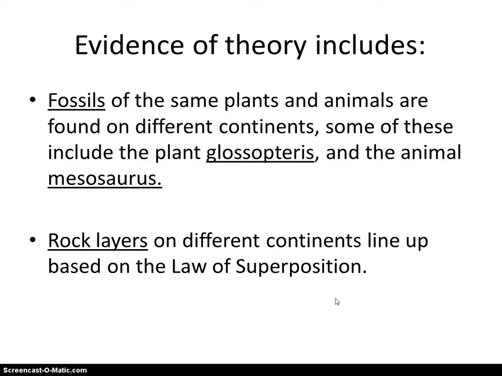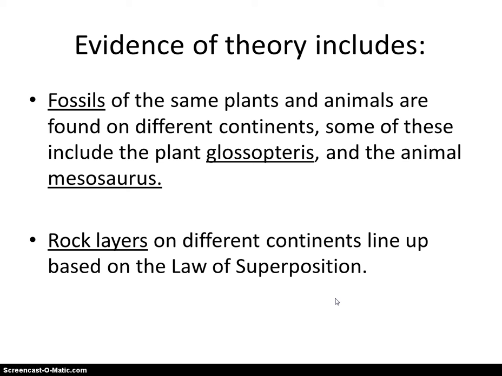Now, his evidence, because you always have to have evidence of your theory, was that they found some fossils of the same plants and animals on different continents. Some of these plants and animals couldn't actually have crossed. I don't know about a plant getting up and walking across or swimming across the ocean. Neither could a lizard. The plant's name was Glossopteris, and the animal's name was Mesosaurus. You need to know those for the test.